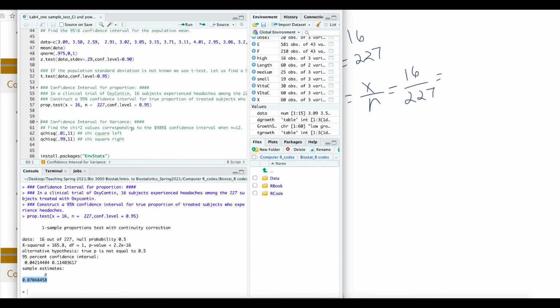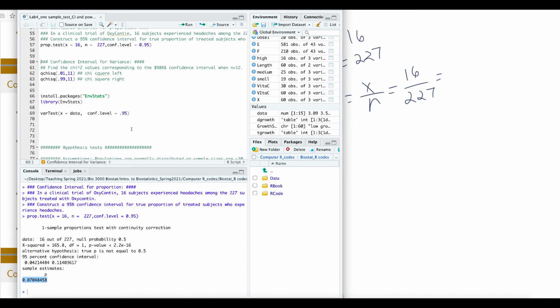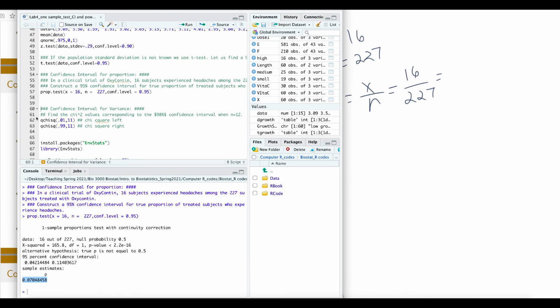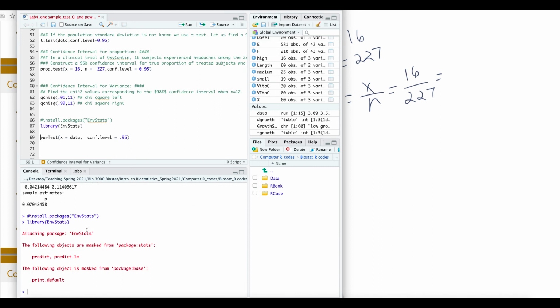All right. Now the next thing I want to do is find out the variance. We did the q chi-square already. To find the confidence interval of variance, you need to install this package, EnvStats. See, it is uppercase EnvStats. How do I install it? Just click here and then run. I think I have installed it already, so I just call the library. Okay, see, attaching the package.